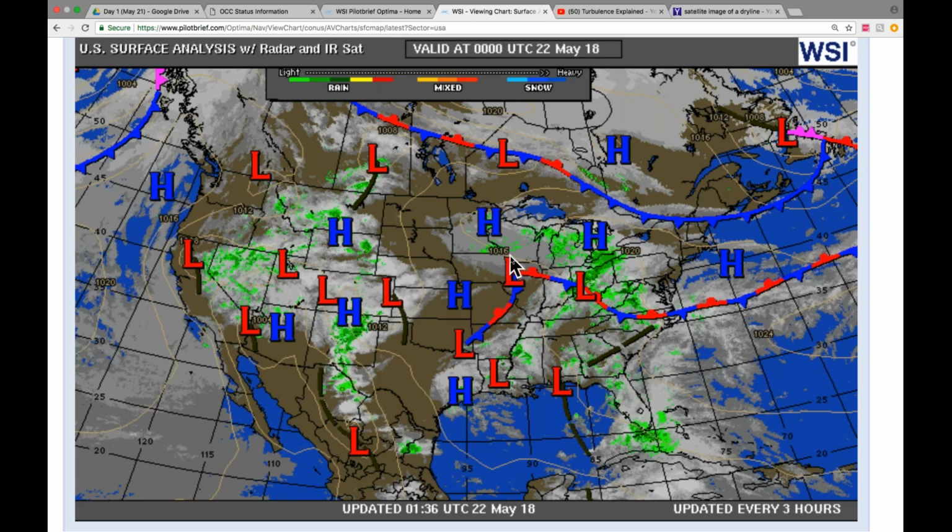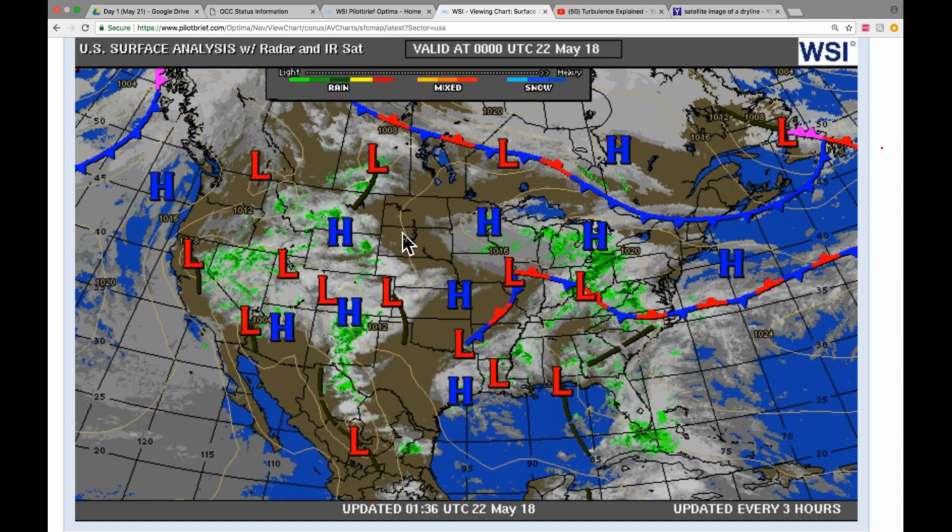So what direction is a high pressure moving again? Clockwise and down. Good. And a low pressure? Counterclockwise and up. Good. All right.